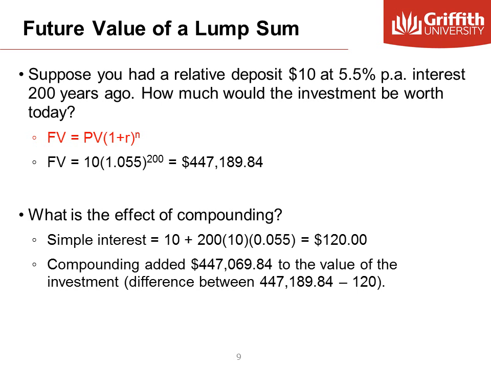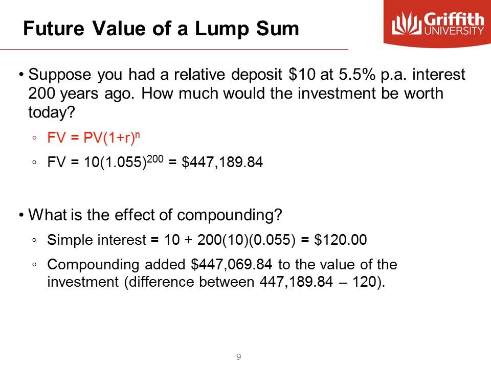This example really shows the difference between simple and compounding interest. It is a bit extreme, but it shows the power of compounding. Suppose a relative deposited $10 at 5.5% per annum interest 200 years ago. How much would the investment be worth today?